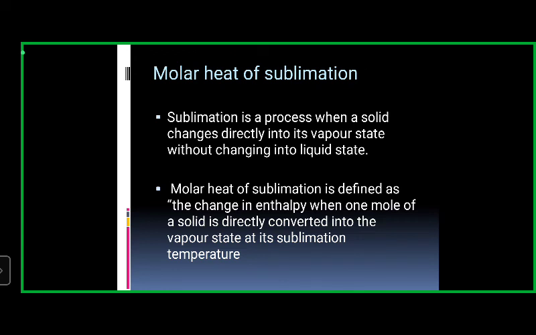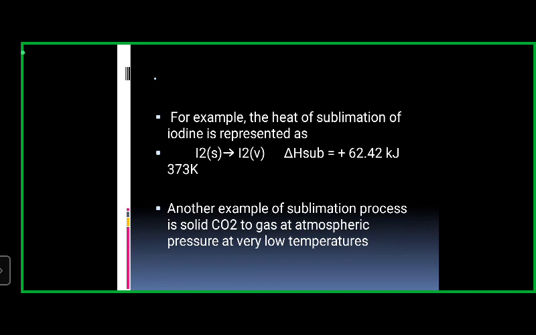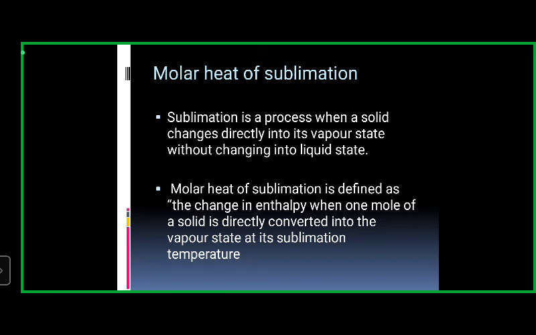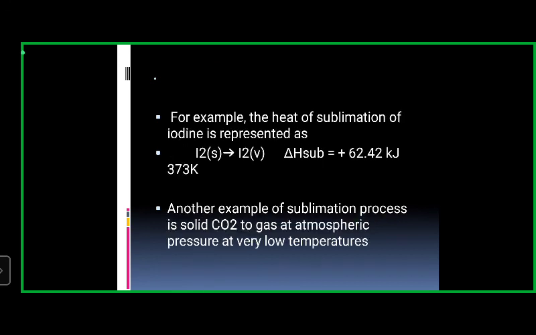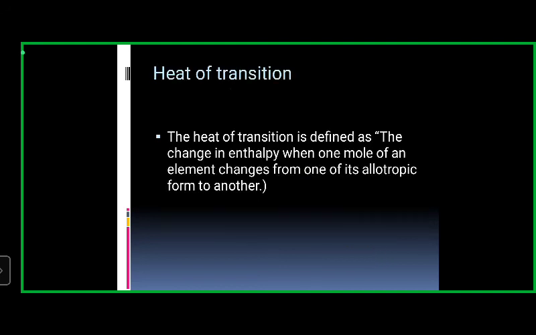What do they have? Sublimation temperature. For example, the heat of sublimation of iodine solid to vapor is plus 62.42 kilojoule at 373 Kelvin. Another example of sublimation process is solid carbon dioxide to gas at atmospheric pressure at very low temperature.